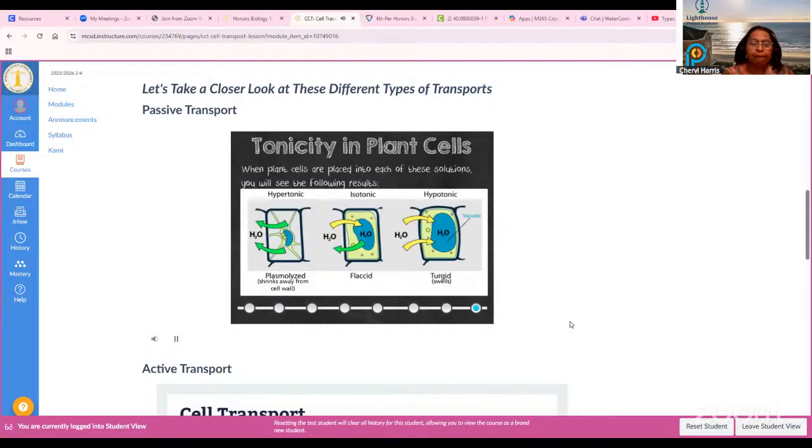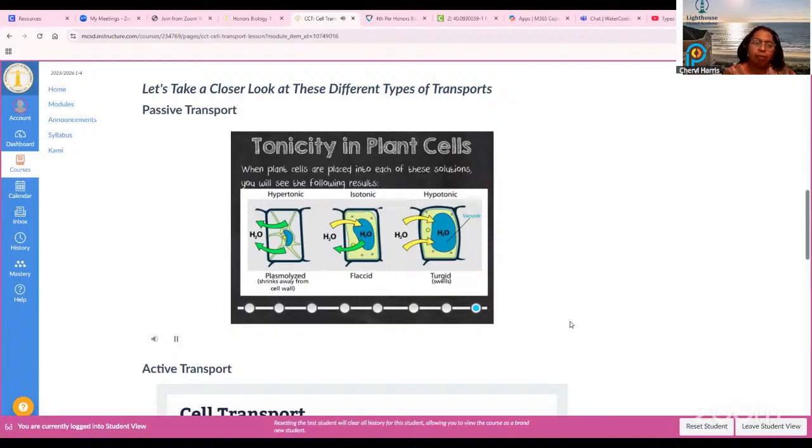When plant cells are placed into each of these solutions, you will see the following results. In a hypertonic solution, there would be more solute and therefore less water outside the plant cell. Water will move out of the cells, causing the cell to plasmolyze, where the membrane pulls away from the plant cell wall. This will cause the plant to wilt.